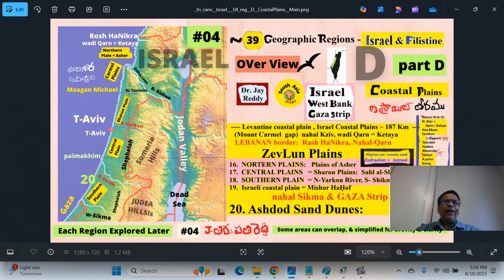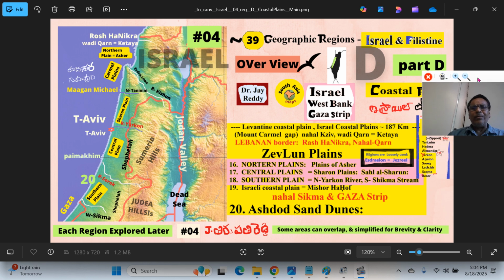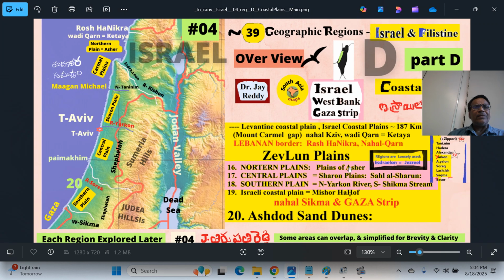Remember, here I have followed a pattern. This is Haifa, this is Tel Aviv. North of Tel Aviv is the Sharon Plains. These are the coastal plains, from the Lebanon border to the Gaza border, around 187 kilometers or so. And this is the Kishon River, which flows through the very prominent Jezreel Valley. South of it is the Carmel Mountain, where the coastal plain is only 100 meters or so wide. So we can say that is the demarcation.